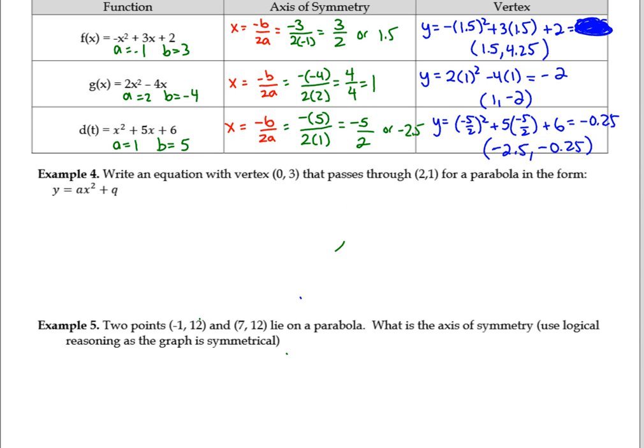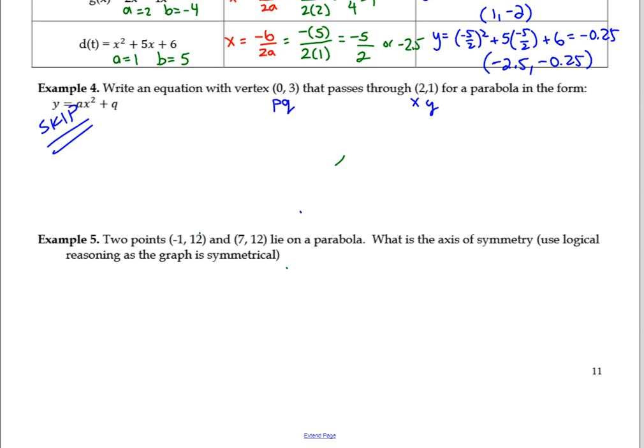This one is basically from yesterday's lesson, so I'm going to skip it because we have our PQ, we have an XY, right? It's solving for a, and there's your equation. It's the same stuff. So let's skip this one and go to the last one. All right, we have 2 points. I'm just going to roughly sketch them. -1 and 12, and then 7 and 12. That's all we know.